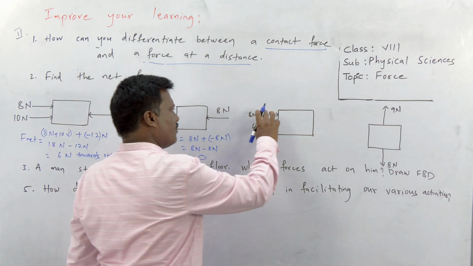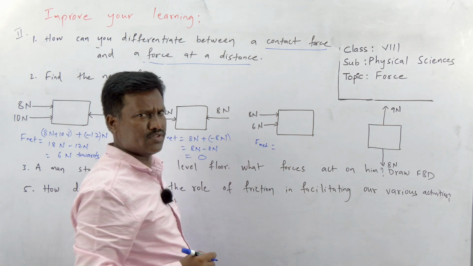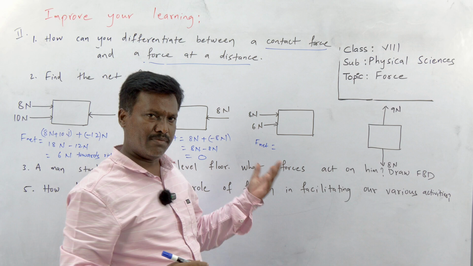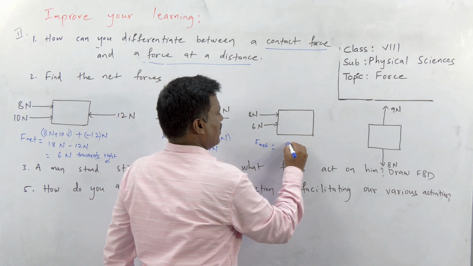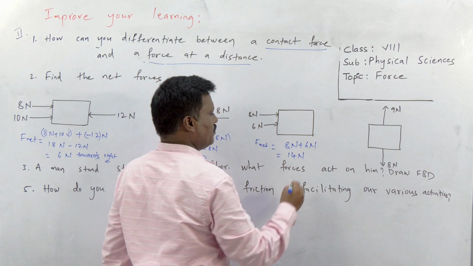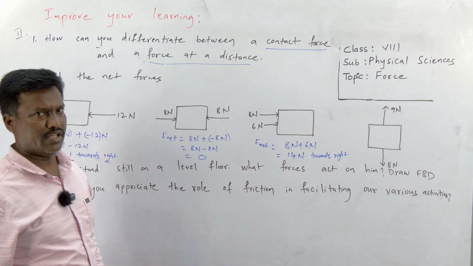Okay. Here two forces act in the same direction. When two forces act in the same direction, net force concept is what? Algebraic sum of all the forces. Now these two forces act in the same direction also. So what do we do? We will add the forces. The net force is equal to 14 Newtons towards right. Okay. Here net force is 0. That is why no direction.